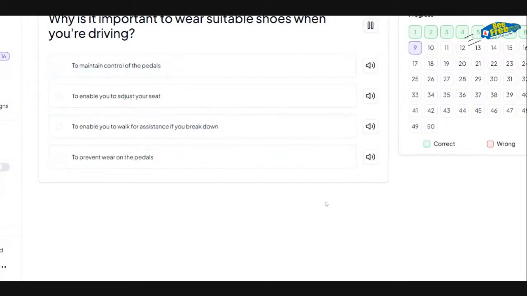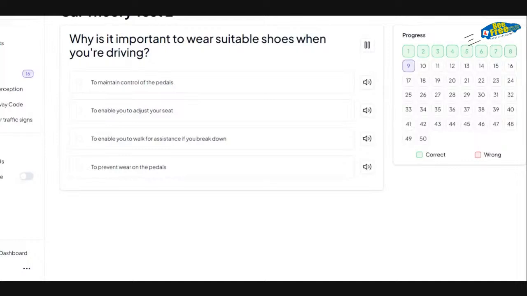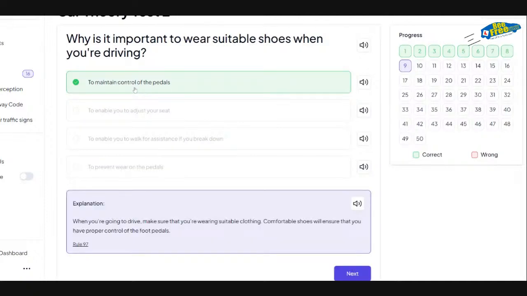Why is it important to wear suitable shoes when you're driving? To maintain control of the pedals. To adjust your seat. To enable you to walk for assistance if you break down. To prevent wear on the pedals. To maintain control of the pedals. There we go.